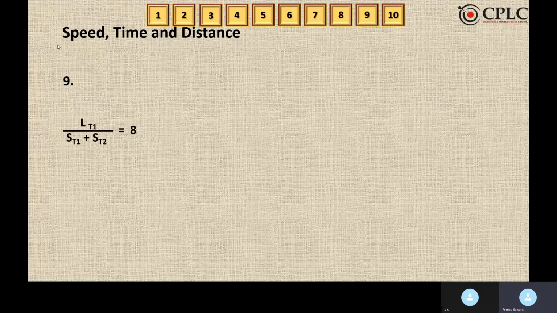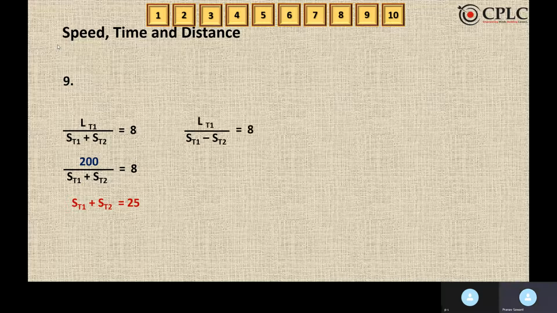According to the formula that we have learned, we can say that length of train upon relative speed would be equal to 8, because when they are moving in opposite direction, a train takes 8 seconds to cross a man. Distance would be length of the train only. So this is the equation that we will get. Similarly, second case says if they move in same direction, the train takes 25 seconds to cross. Hence, this will be the new equation that we have. It is not equal to 8, it is equal to 25.